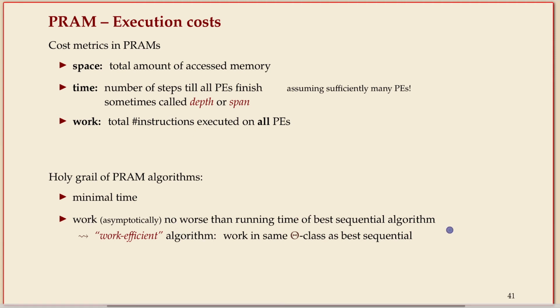So the ultimate goal would be to have a parallel algorithm with minimal parallel time or minimal span, and the work not much worse than the best sequential algorithm. Okay? And this is what we call work efficient. So the work of the parallel algorithm is big theta of the work, the time of the best sequential algorithm we know of.